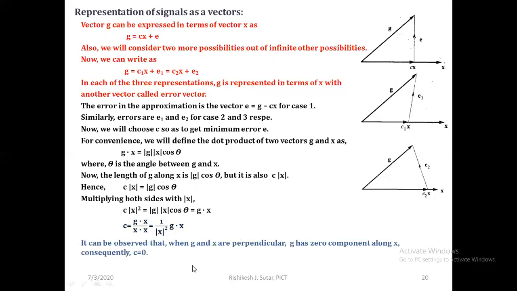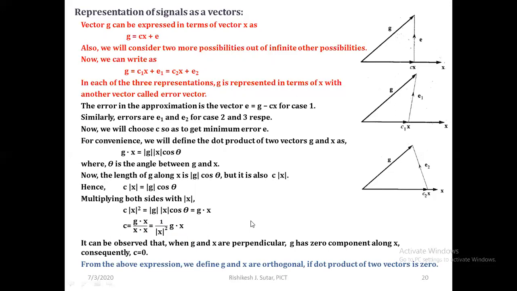It can be observed that when g and x are perpendicular, g has 0 component along x, that is, c would be equal to 0. From the above expression, we define g and x as orthogonal if the dot product of the two vectors is 0.